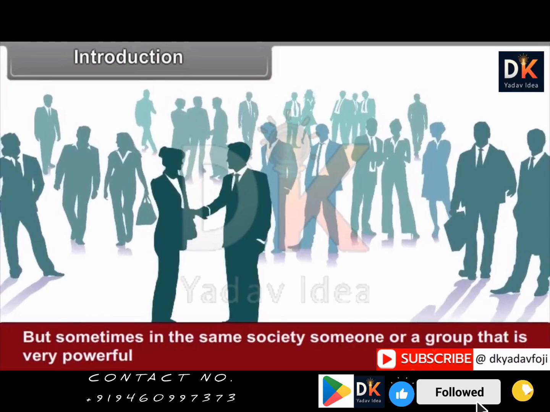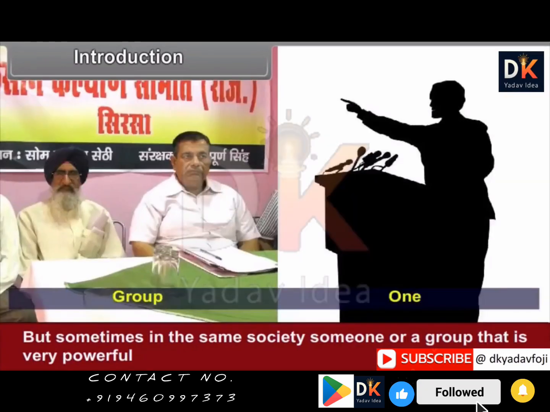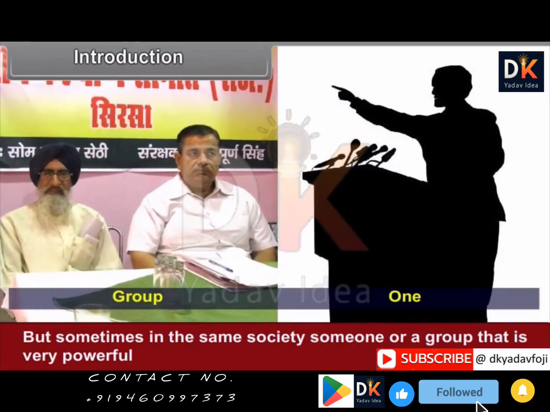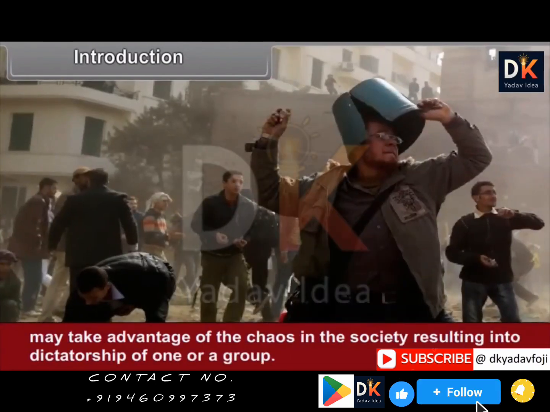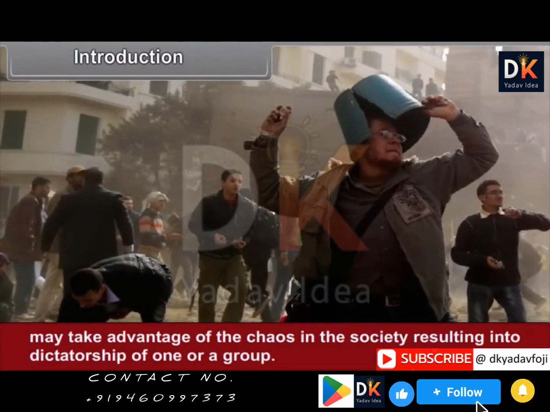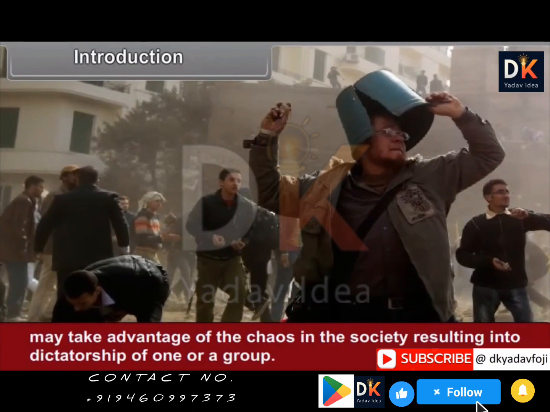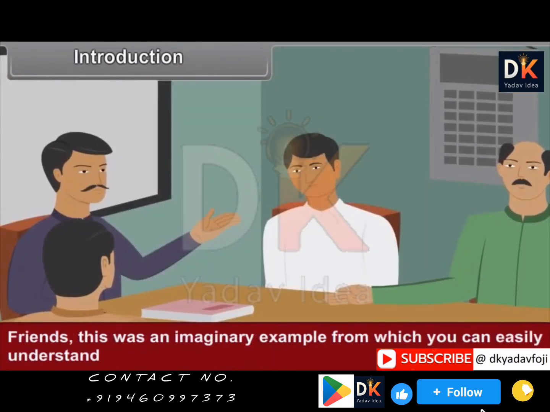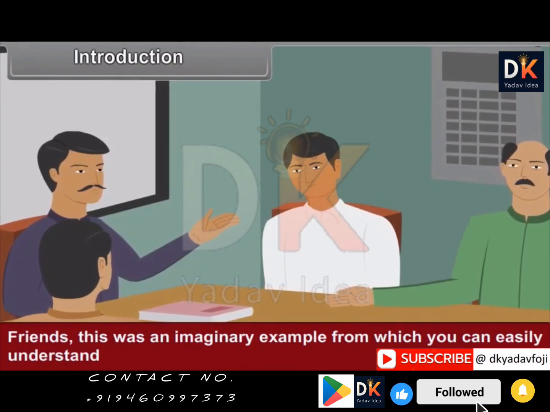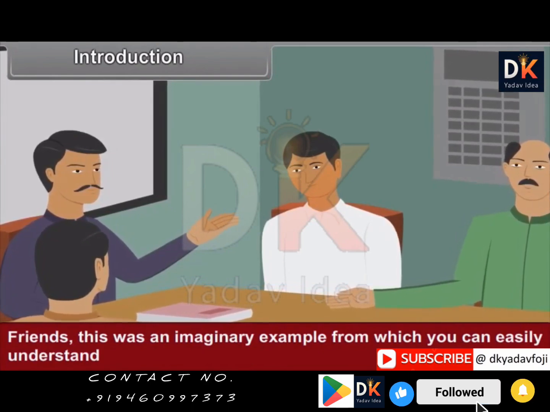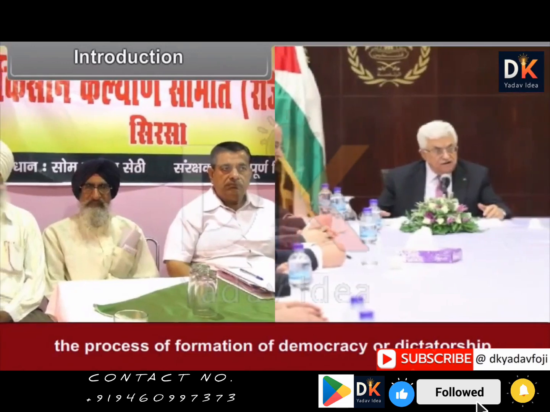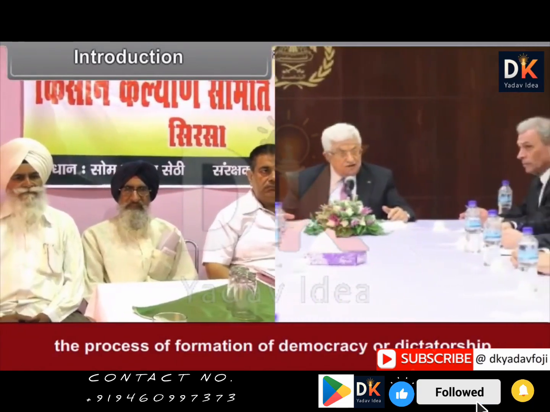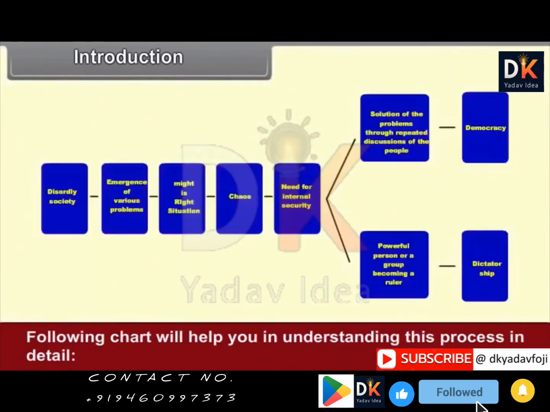But sometimes in the same society, someone or a group that is very powerful may take advantage of the chaos in the society, resulting in the dictatorship of one or a group. Friends, this was an imaginary example from which you can easily understand the process of formation of democracy or dictatorship. The following chart will help you in understanding this process in detail.